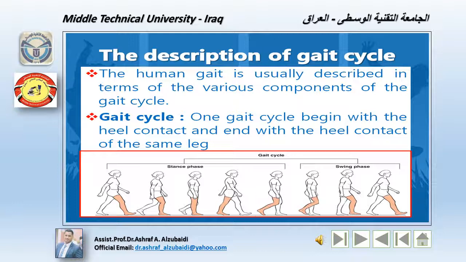After we know how to define gait, we will now describe it. Human gait is usually described in terms of various components of the gait cycle. Maybe you ask, what is the gait cycle? The gait cycle is a series that begins with heel contact of the foot and ends with the heel contact of the same foot.